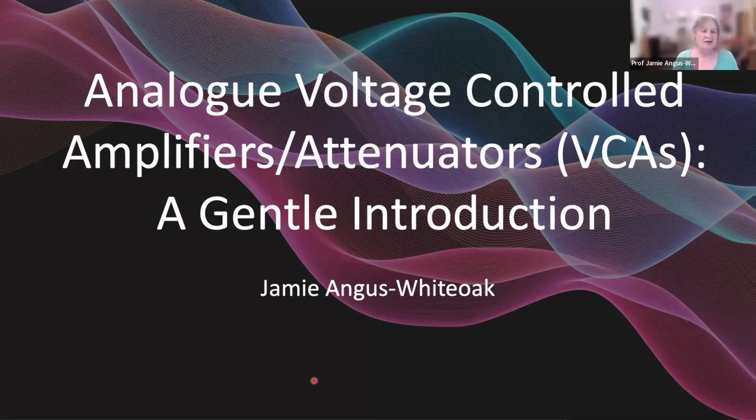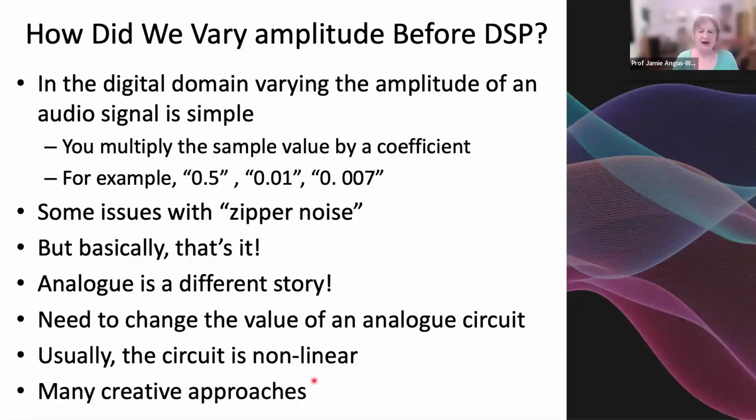In the digital domain, varying the amplitude of an audio signal is simple. You multiply the sample value by a coefficient like 0.5, 0.01, 0.007. There might be some issues with zipper noise when you change things rapidly, but basically that's it. Analog, however, is a different story. We actually need to change the value of an analog circuit. Usually the circuit that does this is non-linear, and there have been many creative approaches to how we do it.